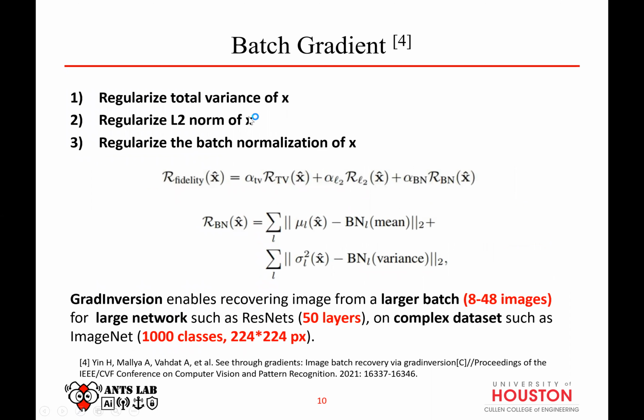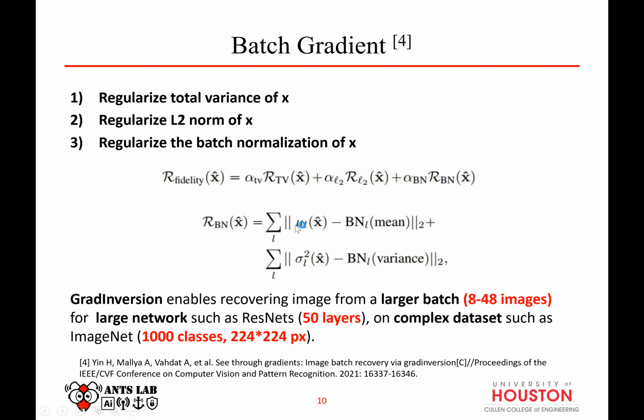The second difference is they use the batch normalization information as the regularization. Here they use three regularizations. The first one is regularize the total variance of the input. The second one is regularize the L2 norm of the input. And the third one is regularize the batch normalization.